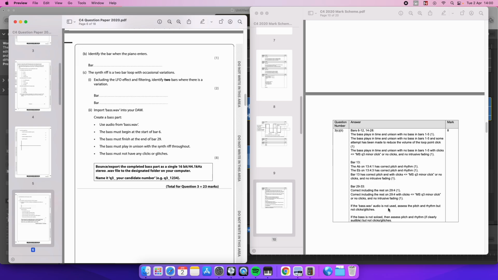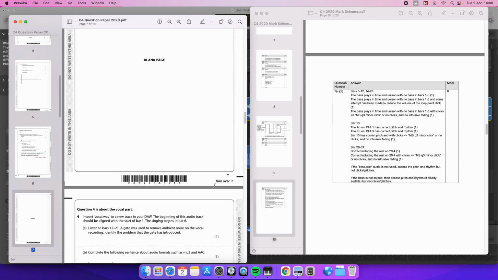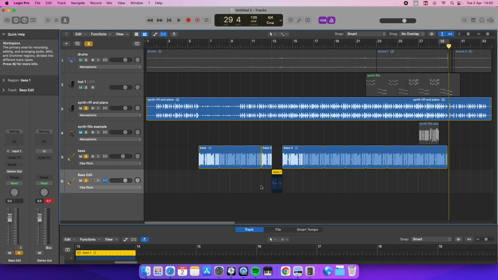Including the rest. We did that. The bass audio was not used. If the bass audio was not used, okay, well, whatever. That was fine. Okay, good. Easy, some skills. So mostly cutting, looping, flex pitch stuff there as well to create the bass line that matches the melody of our synth riff and piano.